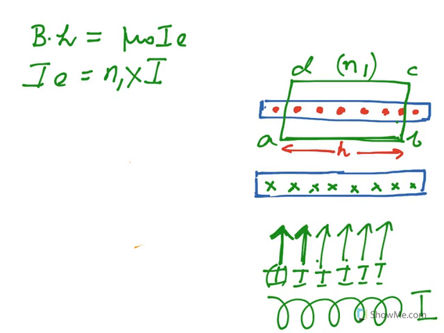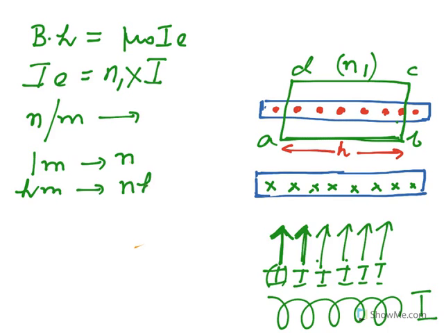So what is N1? If N is the number of turns per meter of the solenoid, then in 1 meter the number of turns is N. In H meters the number of turns is N into H. So N1 is nothing but N into H. So the current enclosed can be written as NHI.